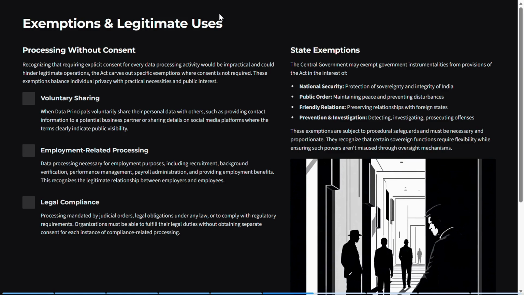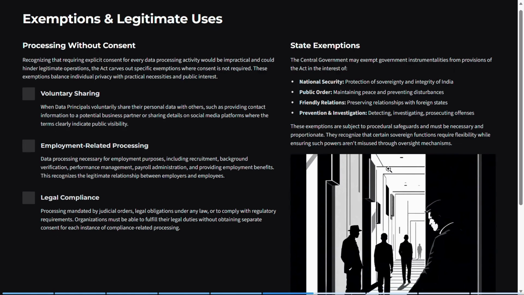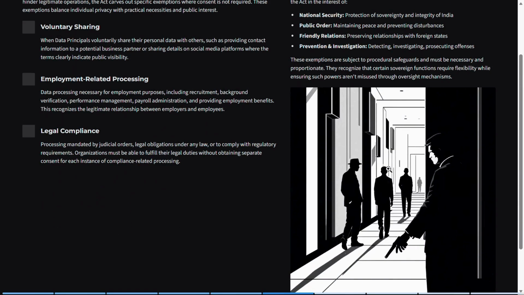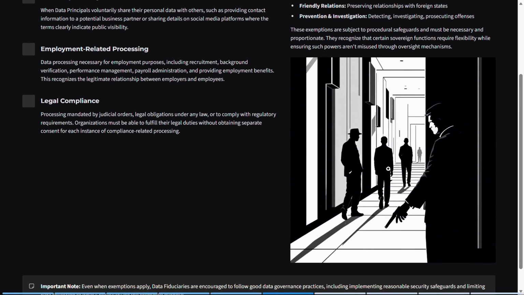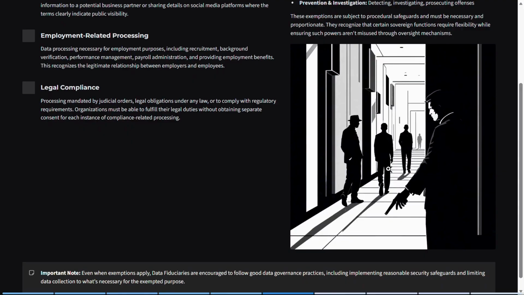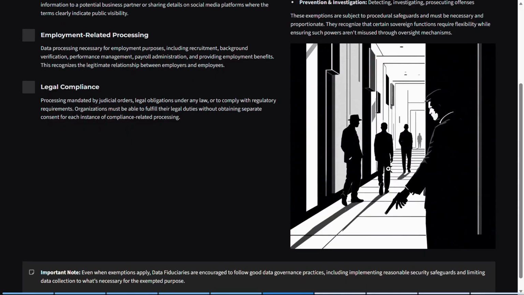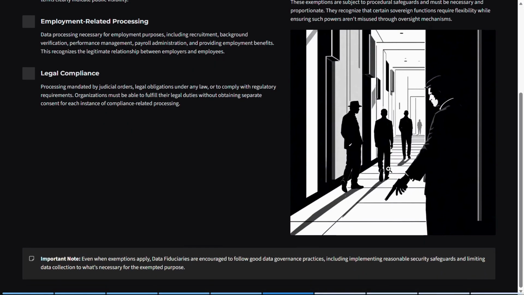So these exemptions are subject to procedural safeguards and must be necessary and proportionate. They recognize certain sovereign functions which require flexibility while also ensuring that such powers aren't misused through oversight mechanisms. So even when the exemptions apply, data fiduciaries are encouraged to follow good data governance practices, including implementing reasonable security safeguards while also limiting data collection to what's necessary for the exempted purposes.